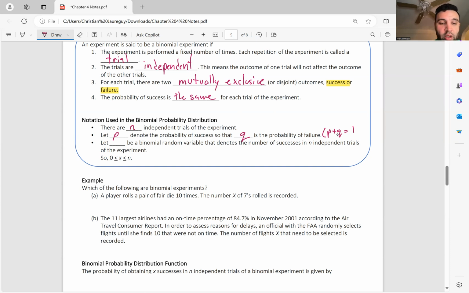And then, last but not least, let big X be a binomial random variable. So X is the number of successes. That's going to be what we hold on to here. X is the number of successes. So X is between 0 and n.